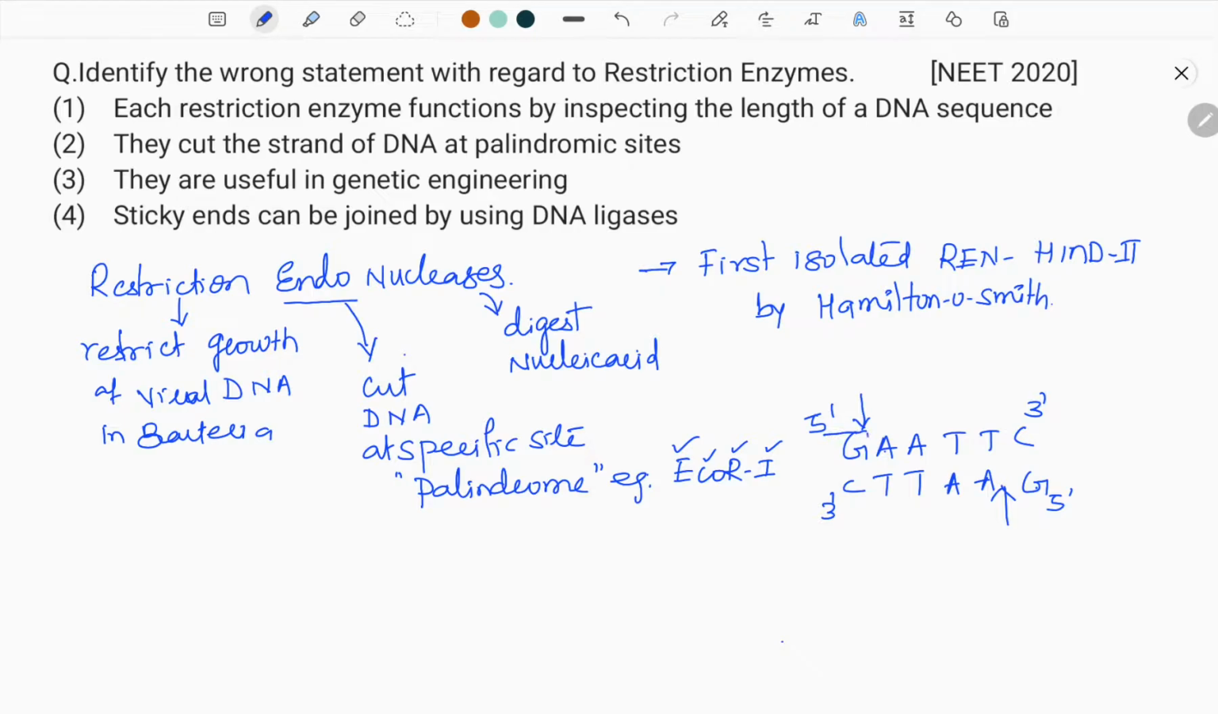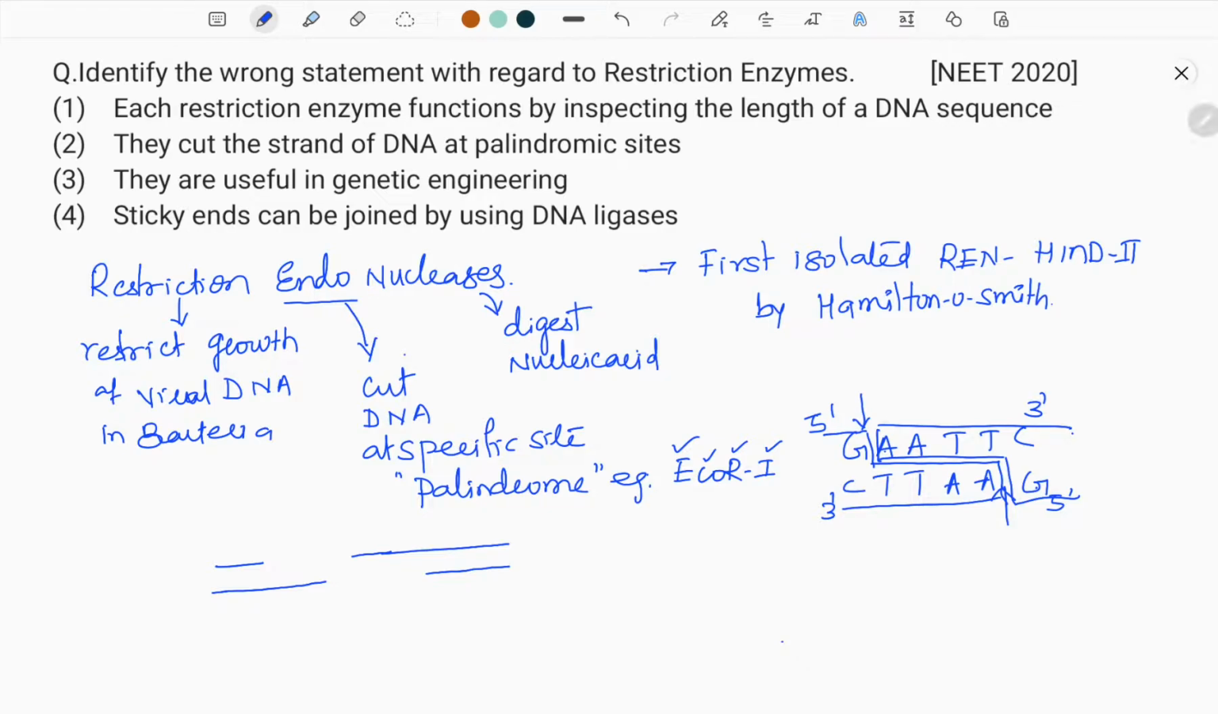As a result, two cohesive sites are formed here. The cohesive sites will be like this. This is one DNA strand and this is the other DNA strand. These two are readily united when they are brought together, so they are called cohesive sites, or sticky ends. So what is the function of the DNA ligase?